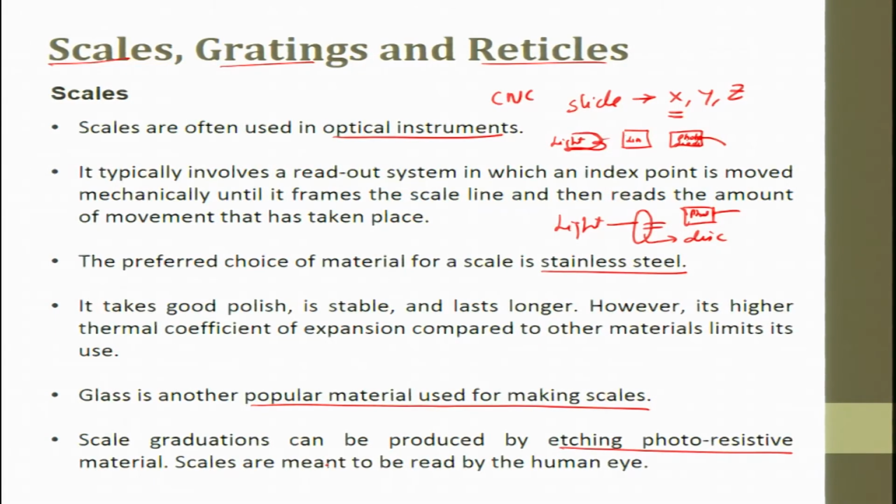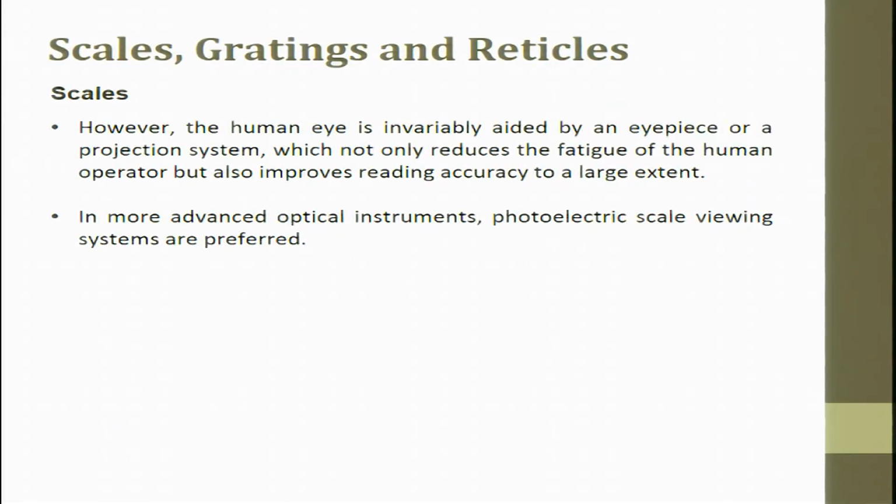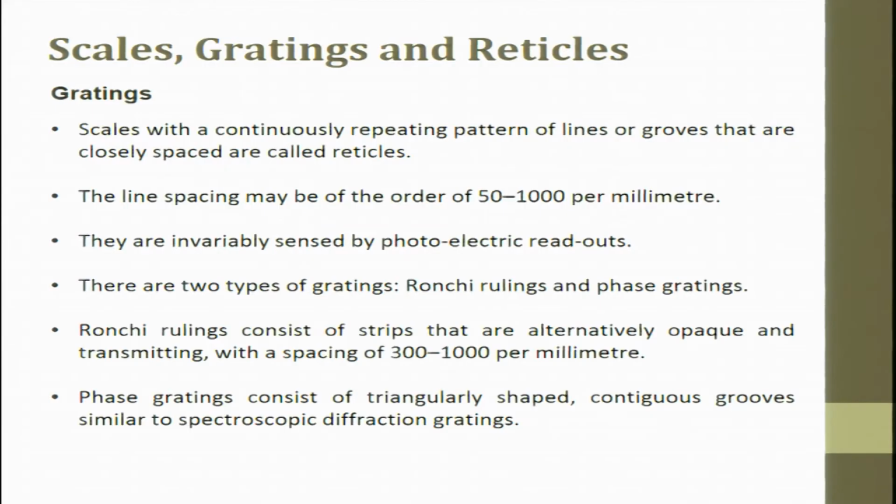The scales are meant to be read out by human eyes. If you make the graduations thinner and thinner, you can use light and detect it with a photodiode. However, the human eye is invariably aided by an eyepiece or a projection system, which not only reduces the fatigue of the human operator, but also improves the reading accuracy to a large extent. Now, these things are getting automated. In more advanced optical instruments, photoelectric scale viewing systems are preferred. That is nothing but a photodiode being used.